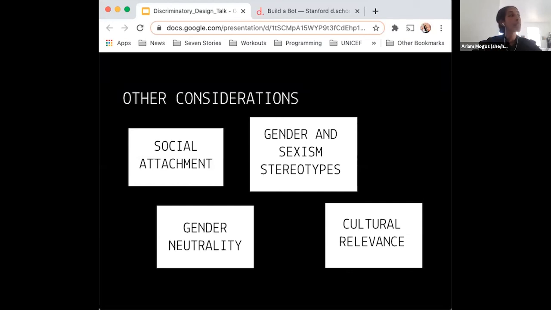So social attachment, gender and sexism stereotypes, gender neutrality, and cultural relevance, which you all brought up, which is great. So these cards are designed to really help us interrogate these issues and to think about them really differently.